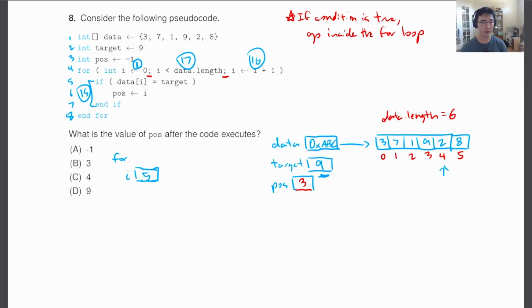Because the for loop condition is true, you go inside the for loop, and now you're back on line 5. And you ask yourself, is the data at I, and that is here, is the data at index 5, which is 8, is that equal to 9? And that's false. 8 is not equal to 9. And so because the if condition is false, you do not go to line 6 because that's inside the if. And then you go to line 7, you go to line 8, you loop back up.